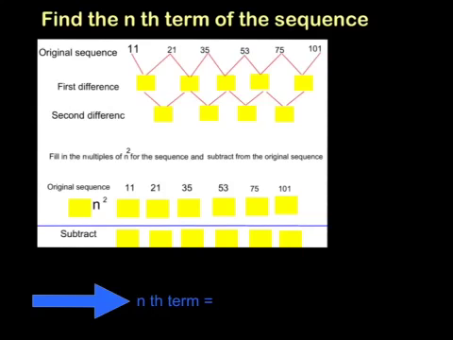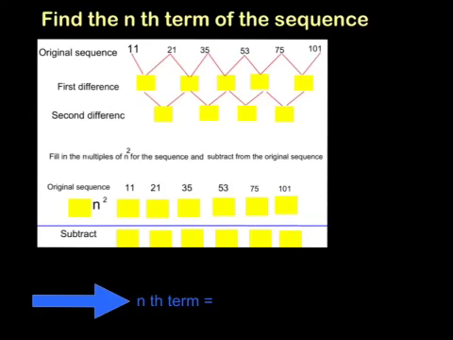So here we have a quadratic sequence. The original sequence is 11, 21, 35, 53, 75, and 101. And you're asked to find the nth term. So we're going to apply the principles as outlined in the previous clip. We're going to find the first difference and the second difference.